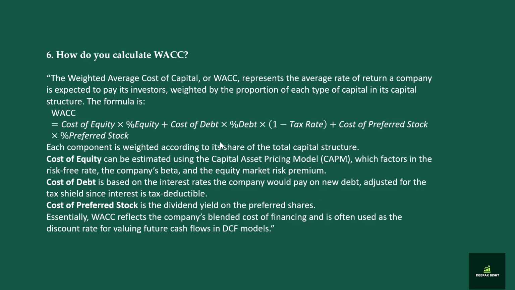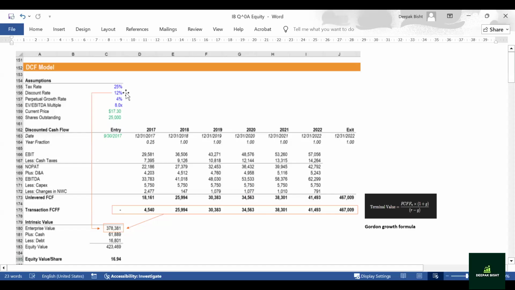The intuition around WACC is that it is often used as a discount rate in discounted cash flow analysis, because it represents the minimum return a company must earn to satisfy its investors. And that's what I was talking about here. Let me just show you one more time. The minimum discount rate is 12%, and this 12% is calculated using the weighted average cost of capital.